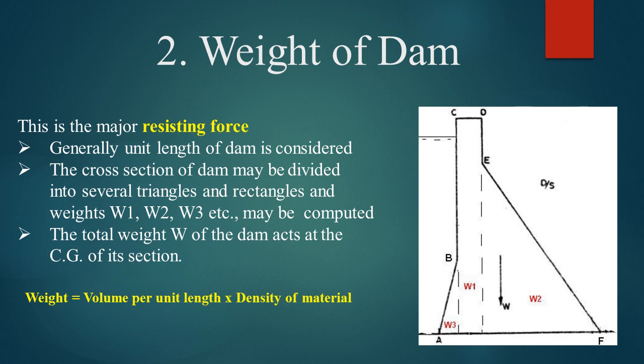So the total weight W of the dam acts at the CG of its section. We can calculate the total weight of the dam as weight equal to volume per unit length into the density of the material, or the unit weight of the material.